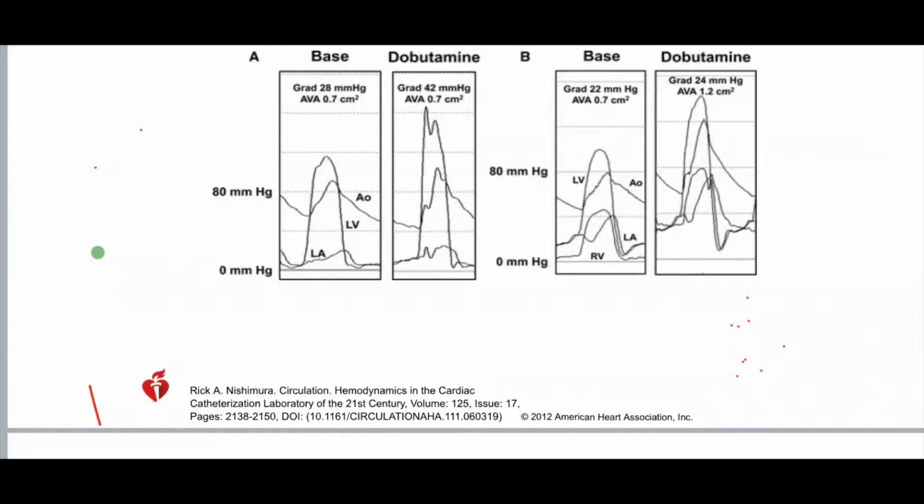In A patient, what do we see? After the dobutamine, the gradient goes from 28 to 42. And the area from 0.7, it remains 0.7. In patient B, the gradient from 22 goes to 24. The area from 0.7 to 1.2. So, what's your analysis now? Which one has true severe stenosis and which one has pseudo-severe stenosis?